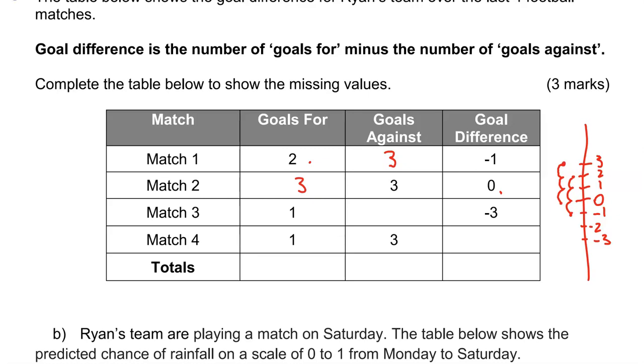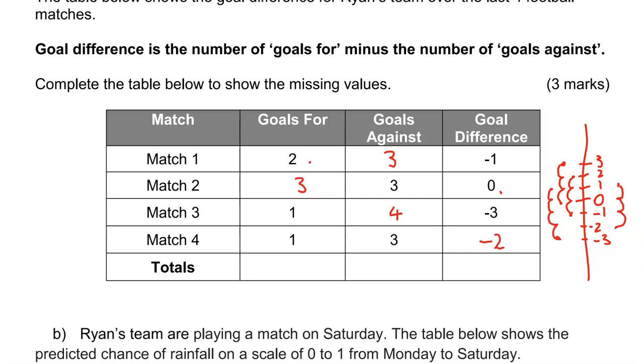For match 3, we're starting with 1 and we're going to -3. So how many steps have we gone down? 1, 2, 3, 4 of them. With match 4, we're starting at 1, we're going down 3 steps, so 1, 2, 3, so -2 is the answer.